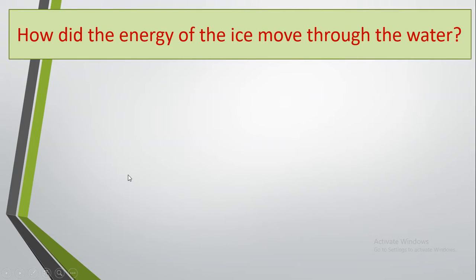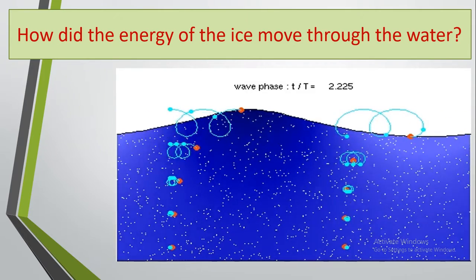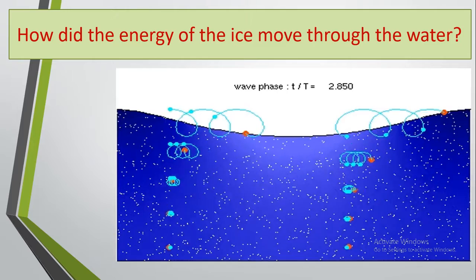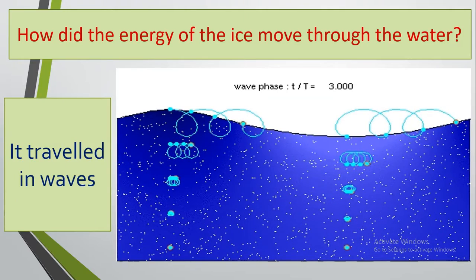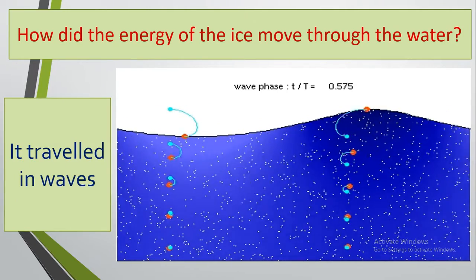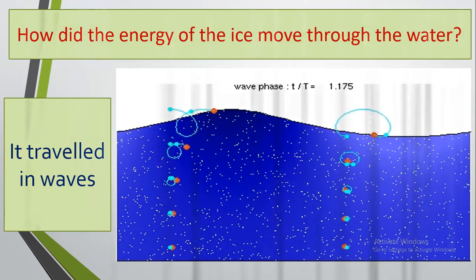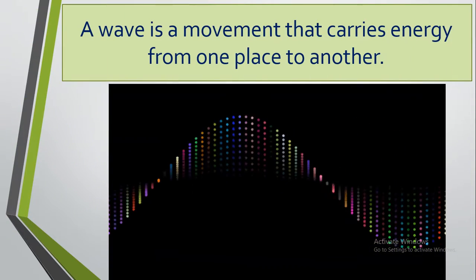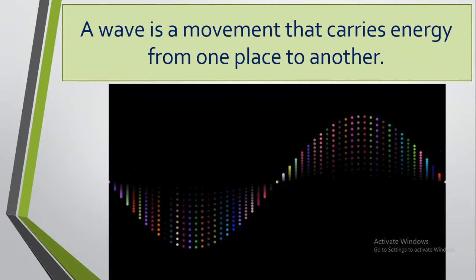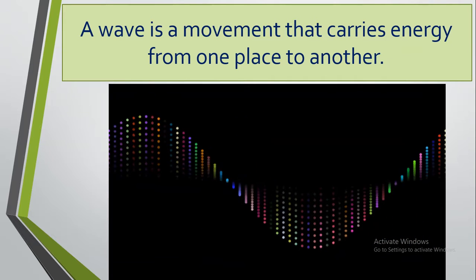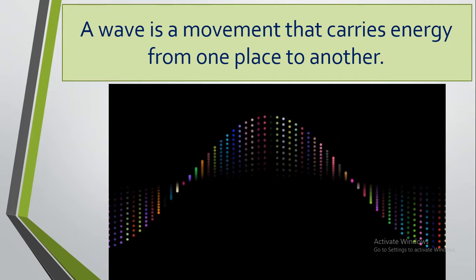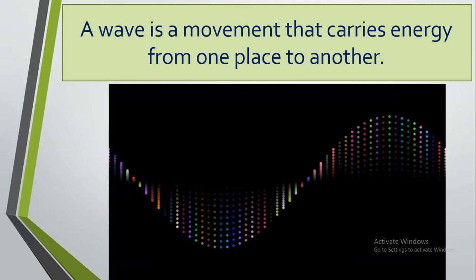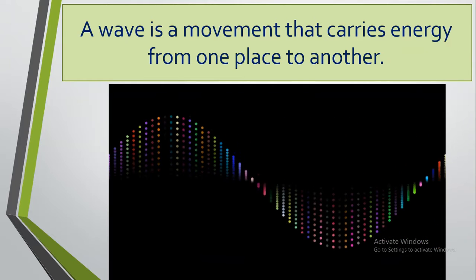The question: how did the energy of the ice move through the water? And the answer is so easy. It traveled in waves. So, what is a wave? A wave is a movement that carries energy from one place to another.